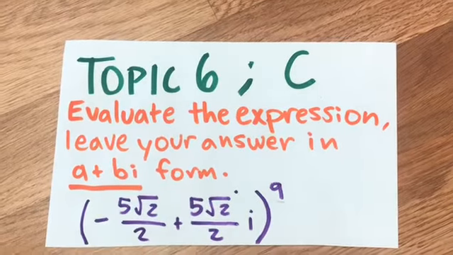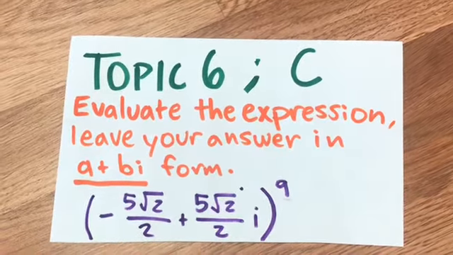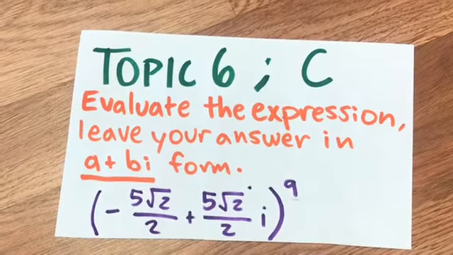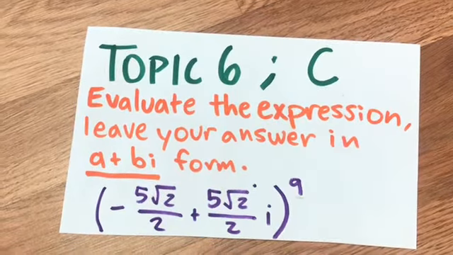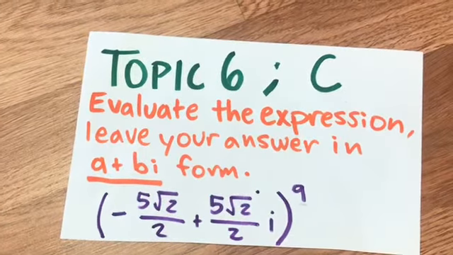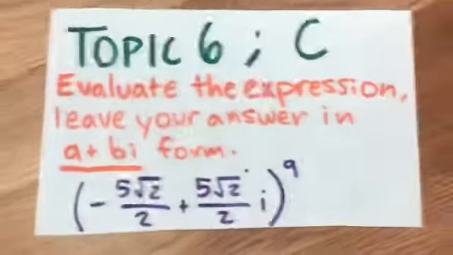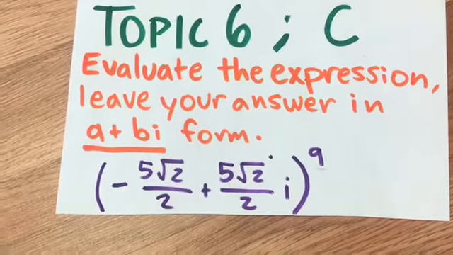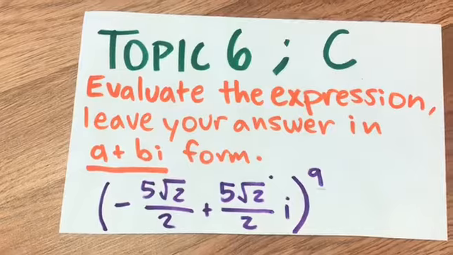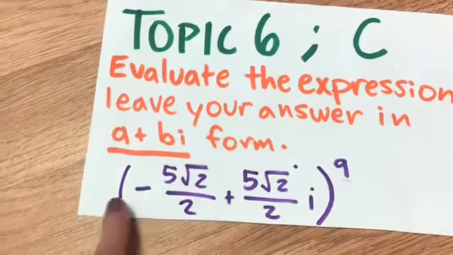Okay, so for the honors pre-calculus final, I was assigned topic 6, problem C, and topic 6 investigates our ability to calculate the power of a complex number. The directions for this problem were to evaluate the expression and to leave your answer in a plus bi form. So problem 6, question C itself looks like this.